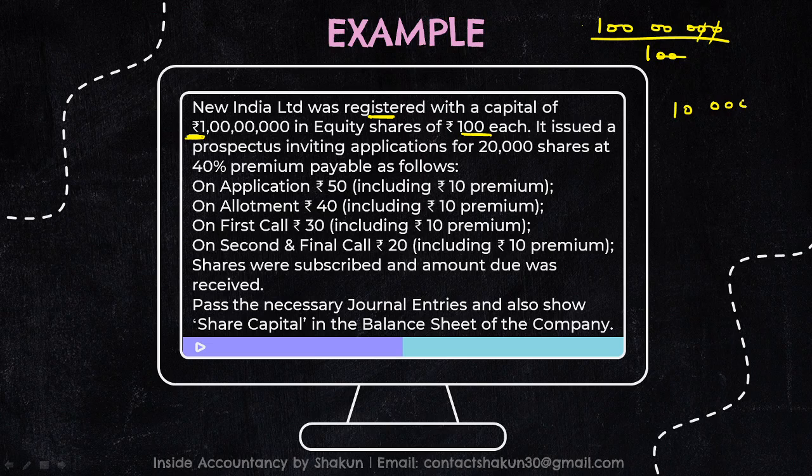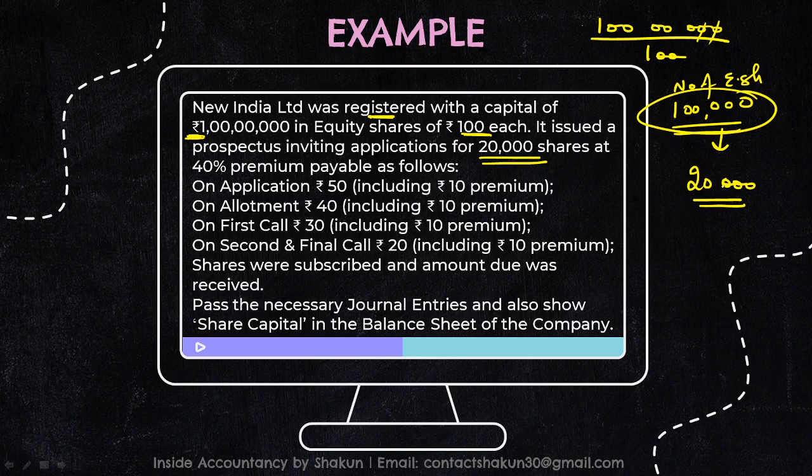Now how many zeros are there? 1, 2, 3, 4, 5. Sorry, 1 lakh. So 1 lakh will be the number of equity shares. So it issued a prospectus inviting applications for 20,000 shares. 1 lakh was the registered capital, the number of shares with which the company is registered. Out of this 1 lakh, only 20,000 shares are offered to the public for subscription. Inviting applications means this is the issued capital.